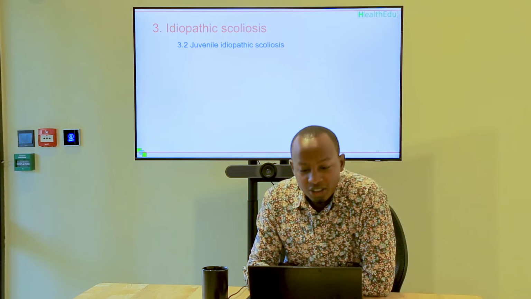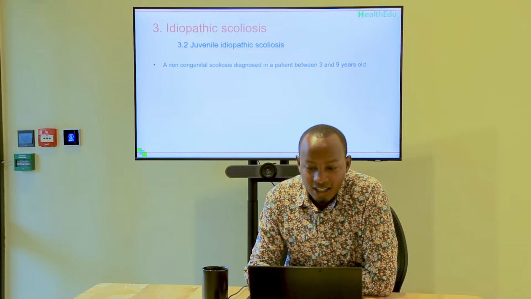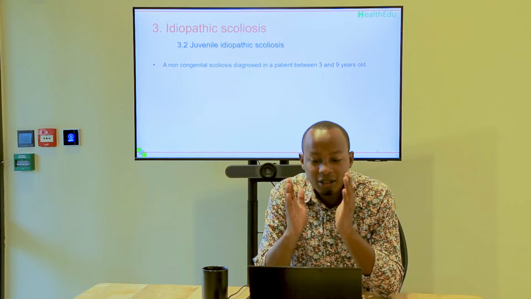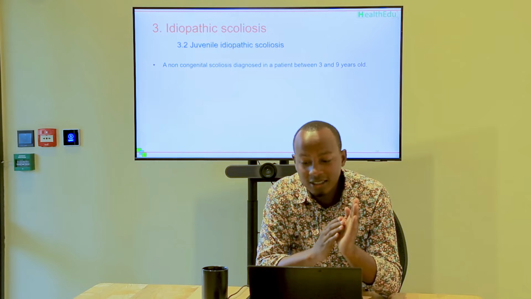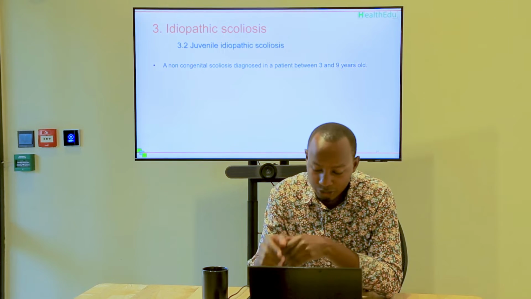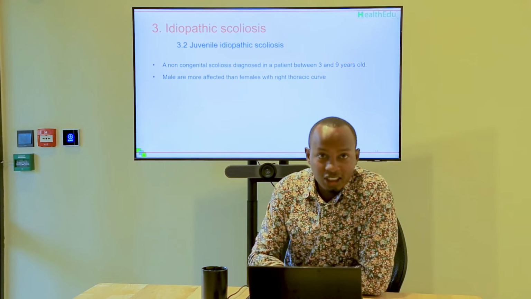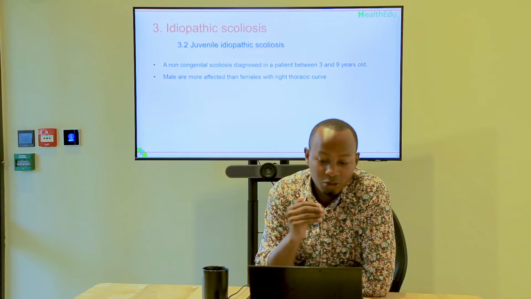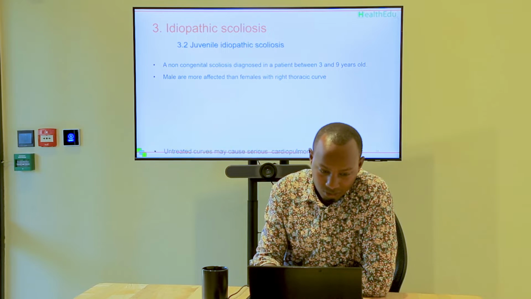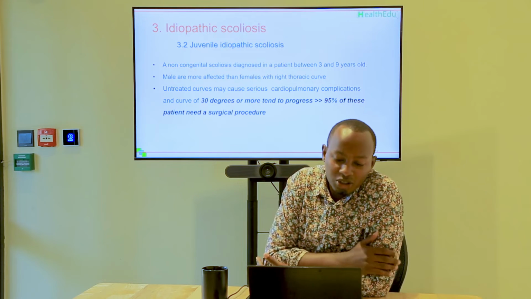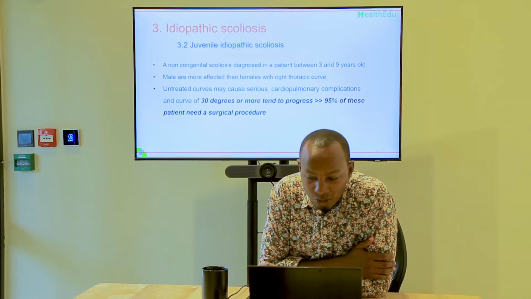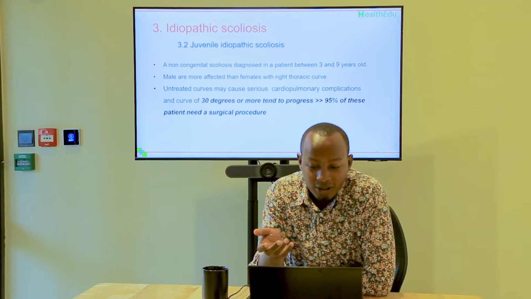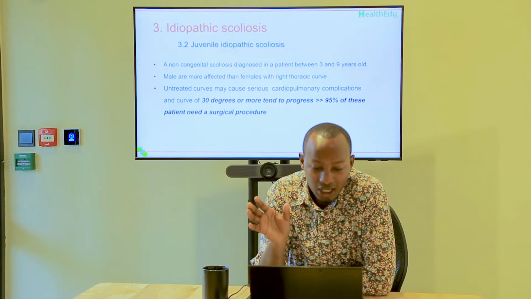For juvenile idiopathic scoliosis, as I said, this is also a non-congenital scoliosis, where the patient is diagnosed between 3 and 9 years old. And most of the time, males are more affected than females, with a right thoracic curvature. And when it's not treated, it may cause serious cardiopulmonary complications where the patient may not be able to breathe or have some problems with the heart.